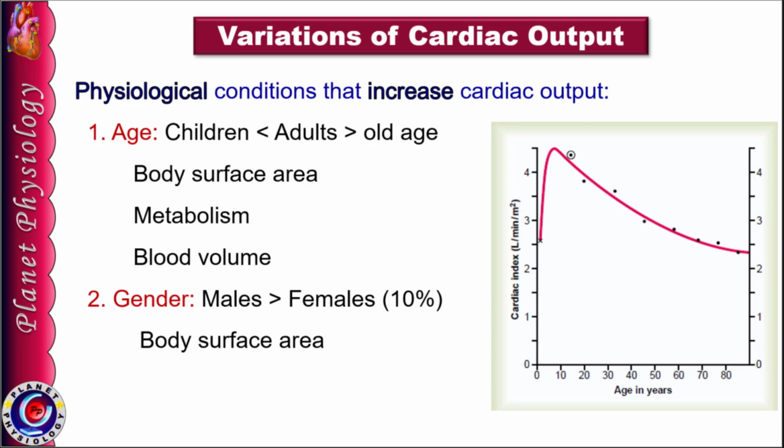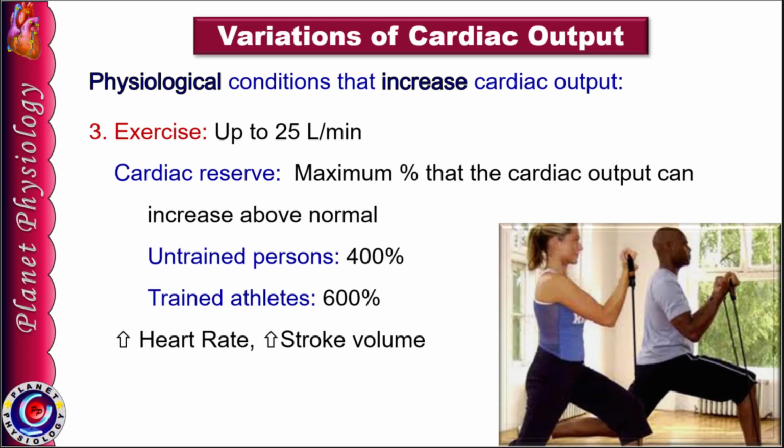During exercise, cardiac output increases to 25 liters due to increased metabolic demands. It is achieved by sympathetic stimulation, which increases heart rate and force of contraction. The maximum percentage that the cardiac output can increase above normal is called cardiac reserve. It is up to 400% in a normal healthy young adult, but can be up to 600% in trained athletes.